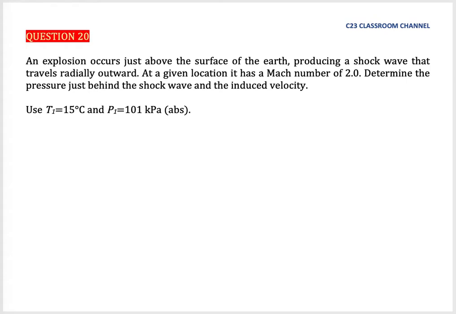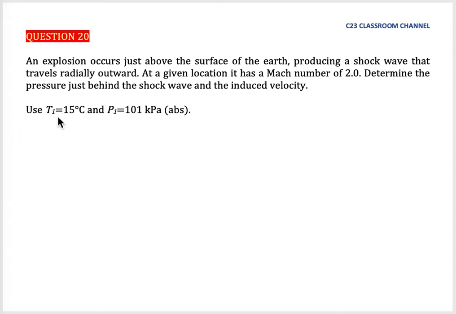Compressible Flow, tutorial number 20. An explosion occurs just above the surface of the Earth, producing a shock wave that travels radially outward. At a given location, it has a Mach number of 2.0. Determine the pressure just behind the shock wave and the induced velocity.